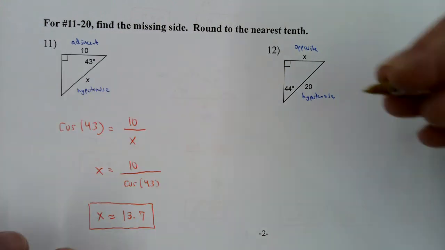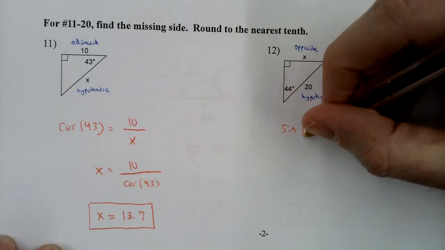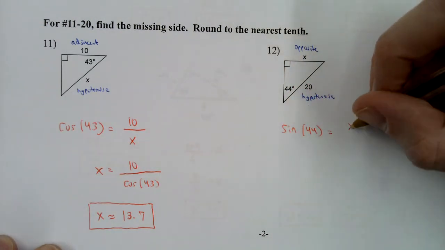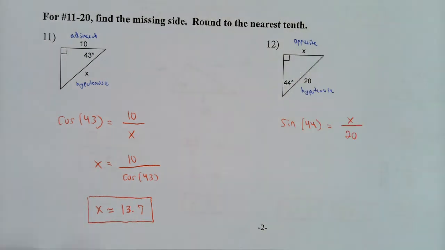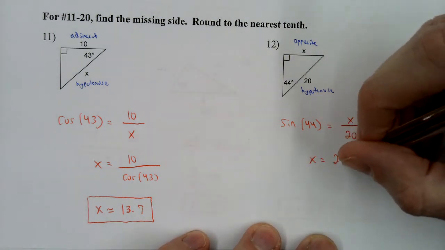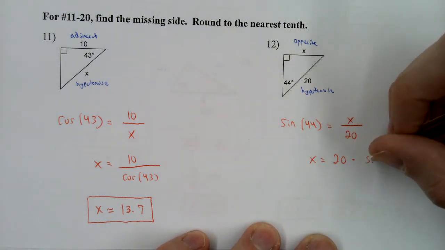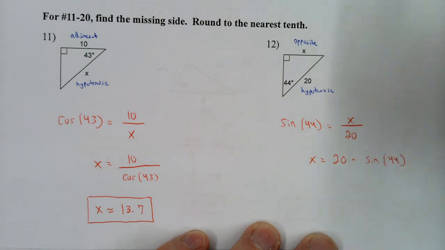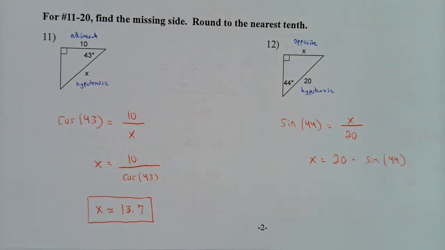Solve for x, you're going to multiply. x equals 20 times sine 44. That's what you're going to type in your calculator. Make sure you're in the right mode. So make sure you get the same answer as me. Otherwise, you're going to have to ask me before you take the quiz how to fix your calculator. Should be about 13.9.